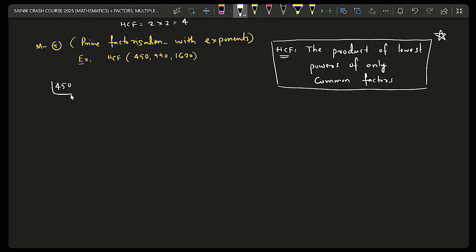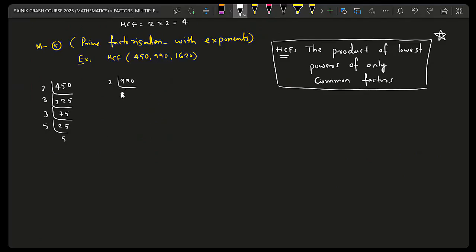450, I'm finding the prime factorization. So I know it's divisible by 2 because the last digit is 0. 2 2s are 4, 2 2s are 4, 2 5s are 10. Now it's not divisible by 2, but it is divisible by 3. 3 7s are 21, 3 5s are 15. Again it is divisible by 3. 3 into 25, 75. 5 into 5, 25. So you can stop.